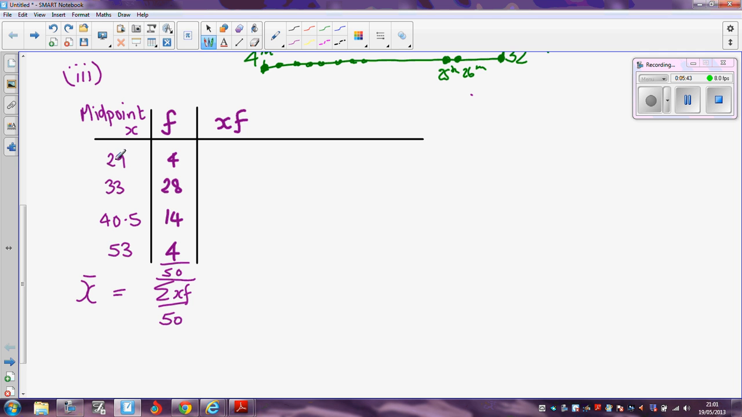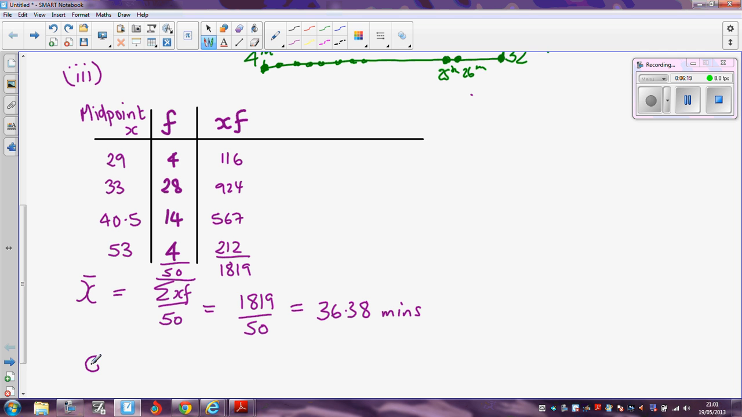We're told that there are 50 runners. So I'm going to do x times f, so 29 times 4, that's 116, 33 times 28, that's 924, 40.5 times 14, that's 567, and 53 times 4, that's 212. And if we add those together, that comes out as 1,819, which means that the mean is 1,819 divided by 50, and that comes out as 36.38, so 36.38 minutes.